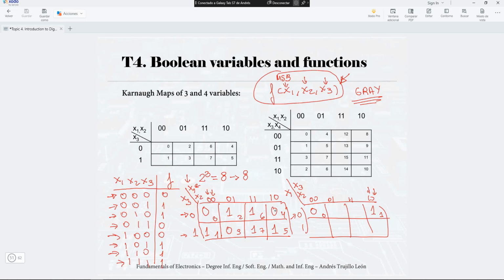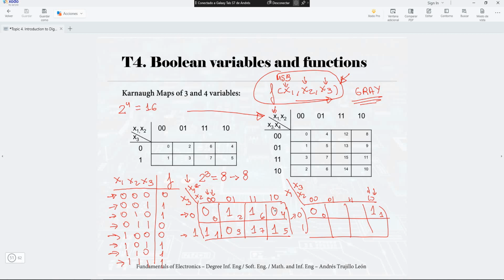We are going to start assigning the variables starting with the most significant bit, and following with the rest. Okay? So what happens if we have 4 variables? If we have 4 variables, we are going to have 16 possible combinations. So we need 16 cells to specify the output. So we are going to have just a matrix of 16 cells. We organize the variables starting with the most significant and following with the rest.